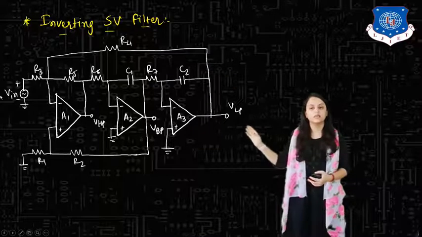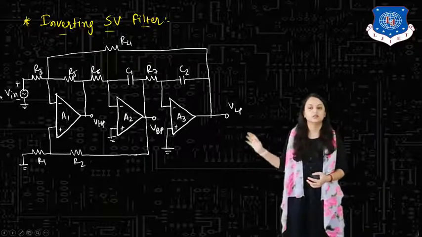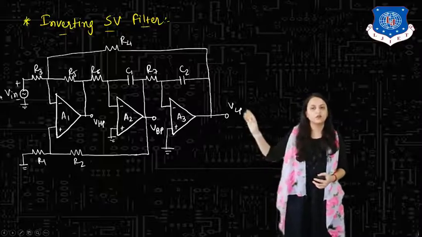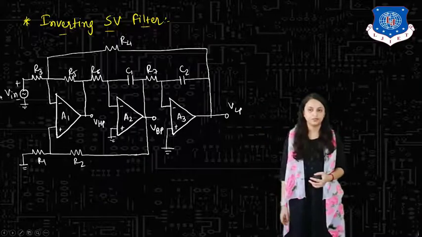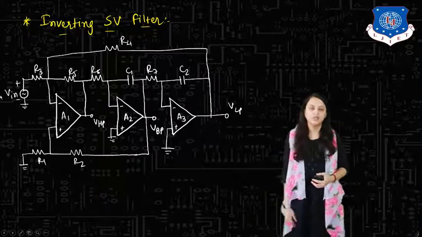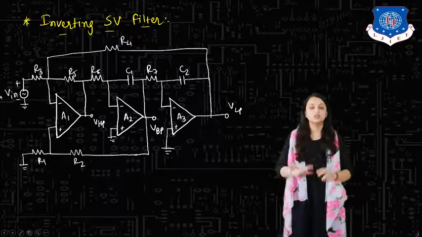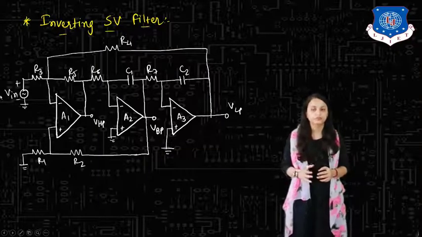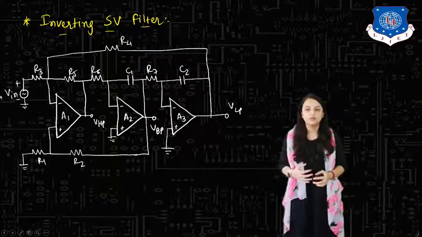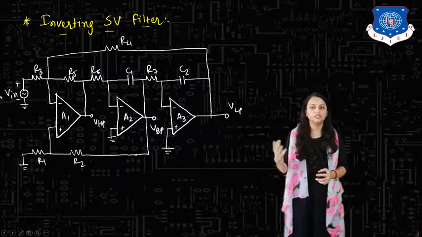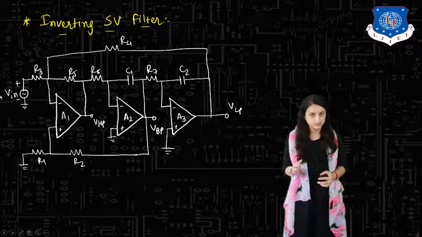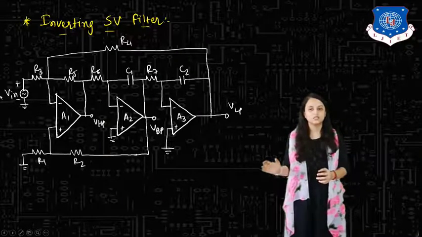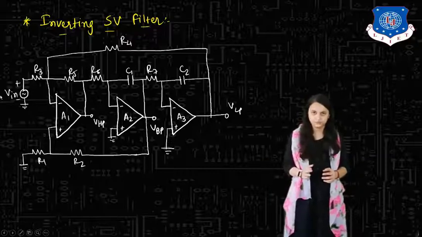Here the first one is high pass filter, output of VHP, that is high pass. Second output is band pass and the third output is low pass. Here also resistance R1 and R2 are used. So this is the diagram of inverting state variable filter having the resistance values R1, R2, R3, R4, R5, R6, R7. Remember the arrangements of this, and 2 capacitors C1 and C2.